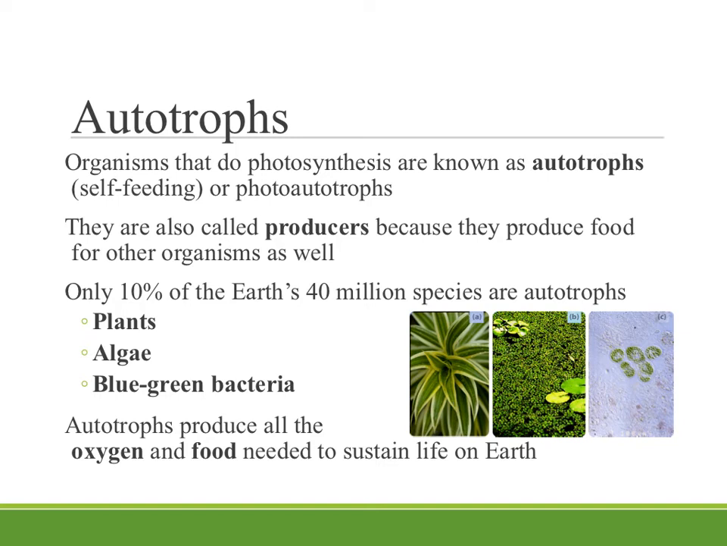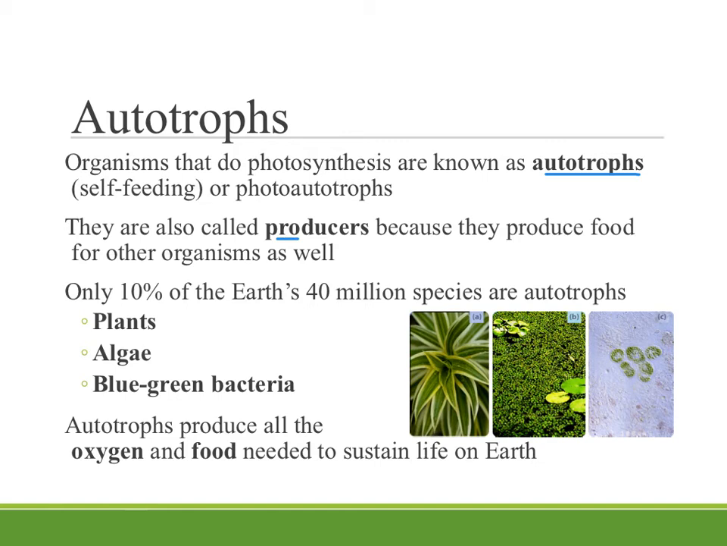So organisms that can do photosynthesis are known as autotrophs, and that word actually means that they are self-feeding. If they're working with sunlight, they would be called photoautotrophs. That's another way of saying that, photo meaning light, but I'll probably just say autotrophs. They are also called producers, especially when we're talking about ecology and food webs, because they produce the food for all the other organisms as well.